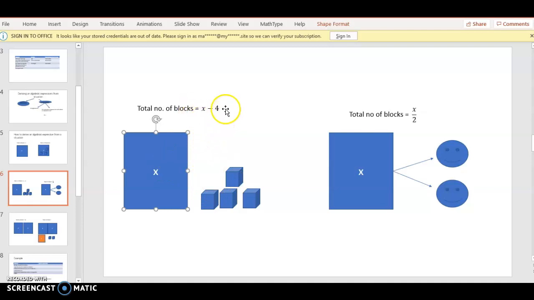So we can represent it with an algebraic expression with x: the total number of blocks inside the bag minus the 4 small blocks that we take out from the bag.